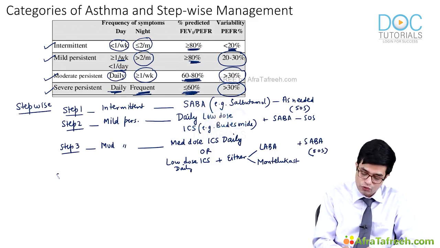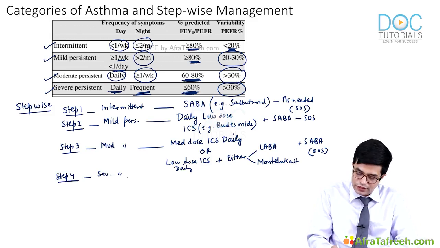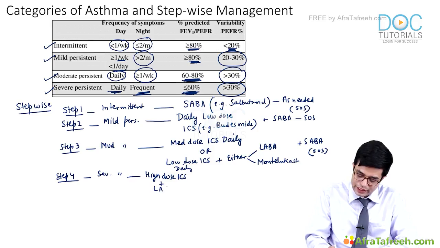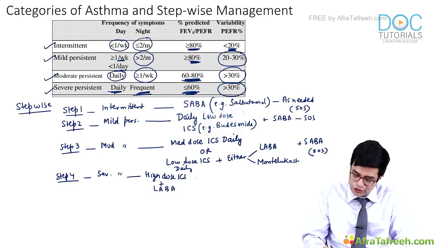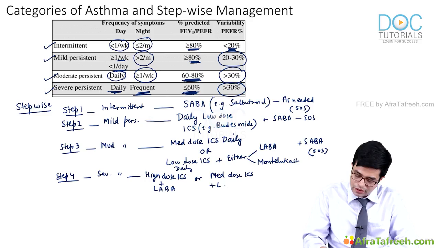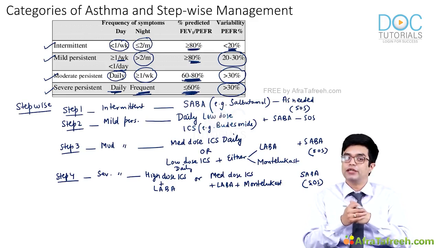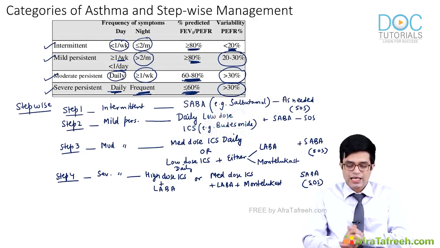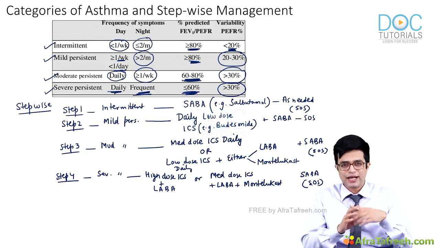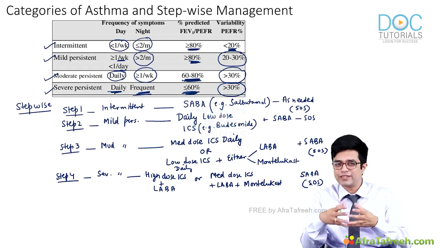And then we have step 4, which is used for severe persistent asthma. In severe persistent asthma, you need to use either a high dose inhaled corticosteroid with LABA, that is a long-acting beta agonist, or you can use 3 agents: a medium dose inhaled corticosteroid daily, with LABA, with montelukast. And SABA will be used here also, SOS, whenever it is needed. So this is the stepwise management for each category of asthma as you define it. In step 4, sometimes a short course of oral steroids may also be indicated, but that depends upon the clinical acumen and it is not a part of the standard guidelines.